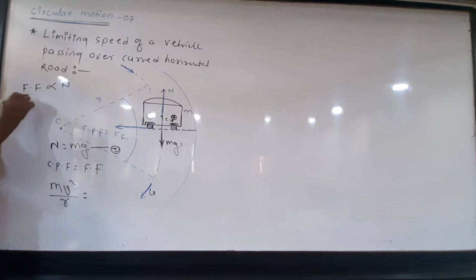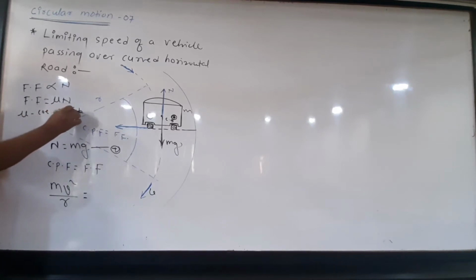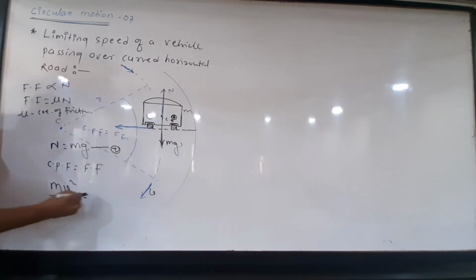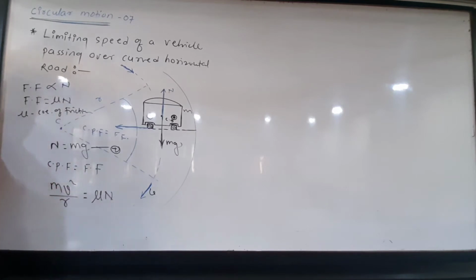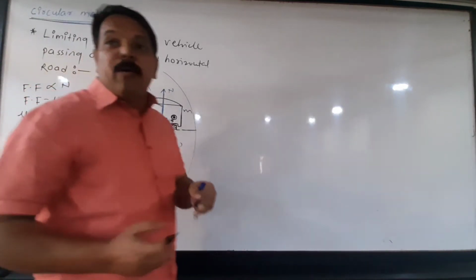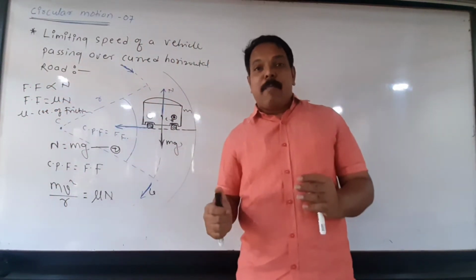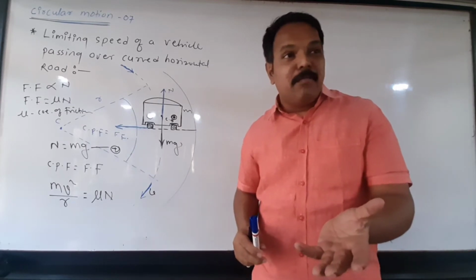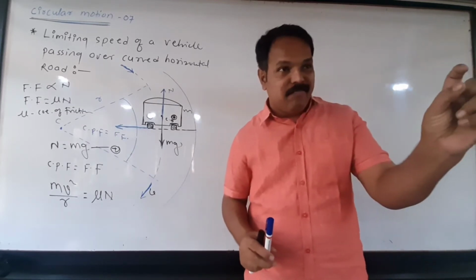Therefore, frictional force is equal to mu into n, where mu is the constant of proportionality and is called the coefficient of friction. What is mu? It is called the coefficient of friction. So here, frictional force is mu into n. You have studied this in the 11th class, because there is a chapter on friction.